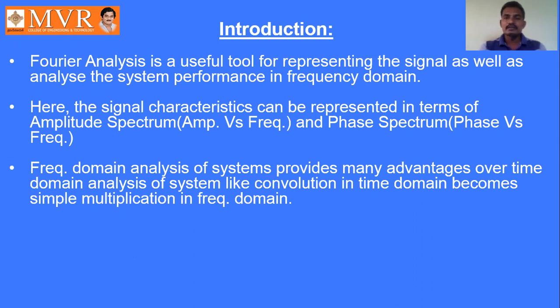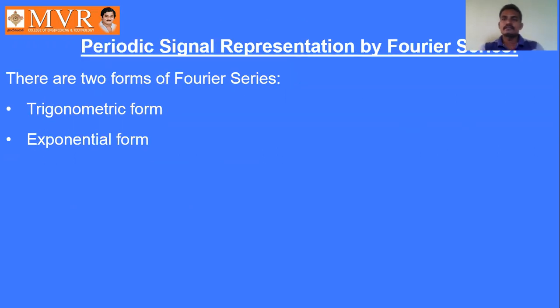Okay, so here we have two forms of Fourier series representation. The first one is the trigonometric form and the second one is the exponential form. Here we are discussing the trigonometric form. Here we are taking m of t as a periodic signal, which satisfies the equation m of t equal to m of t plus T naught.